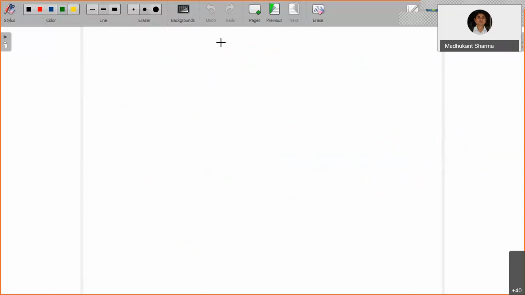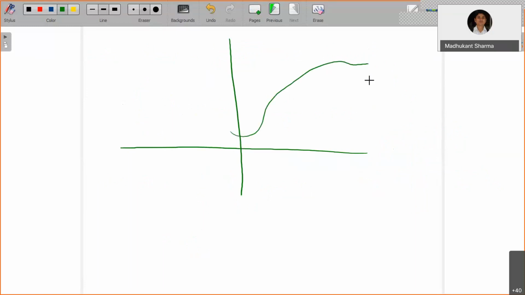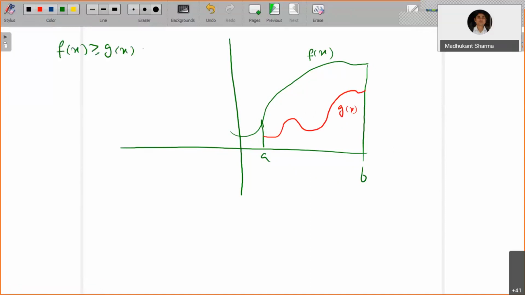If you look at this graph here, let's say this is the function f, and this is a to b. And let's say this is a function g, this is g of x, and that is f of x. Here, throughout the interval, f of x is greater than or equal to g of x on the closed interval a b. Both are continuous, we are assuming, so they are Riemann integrable.